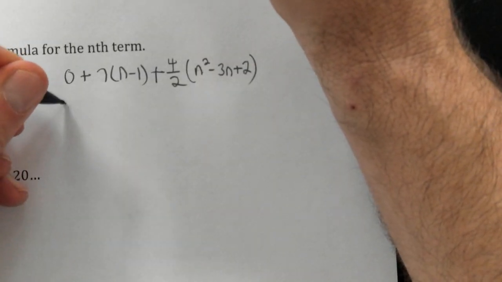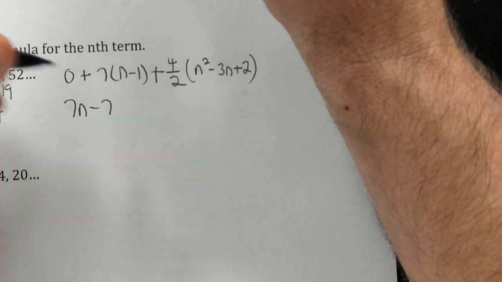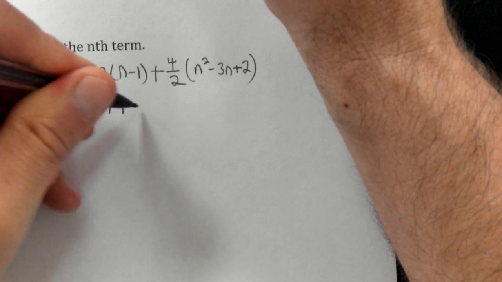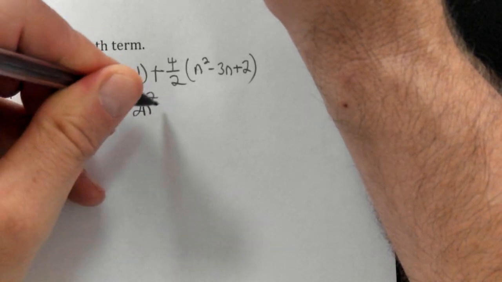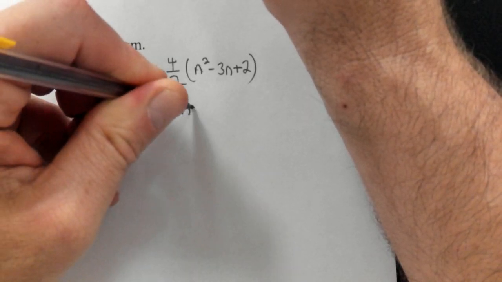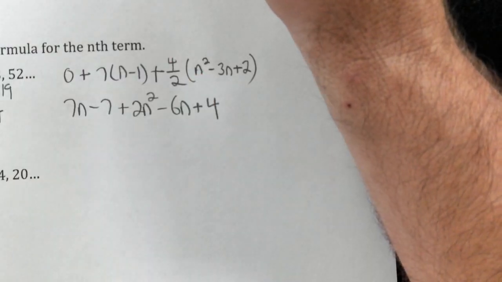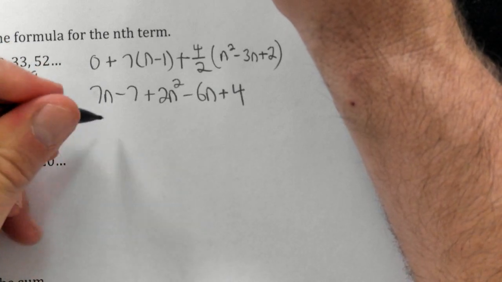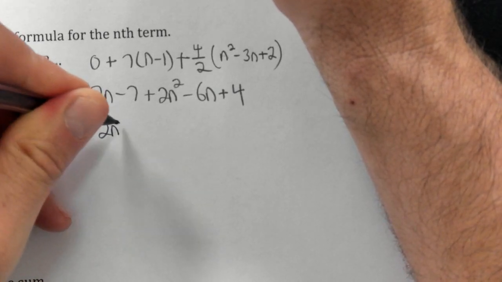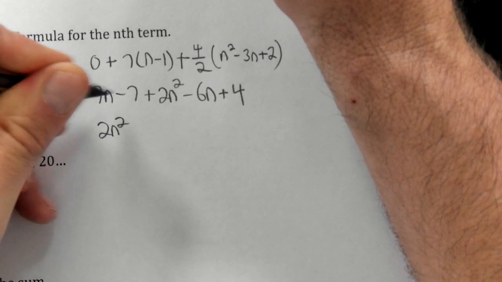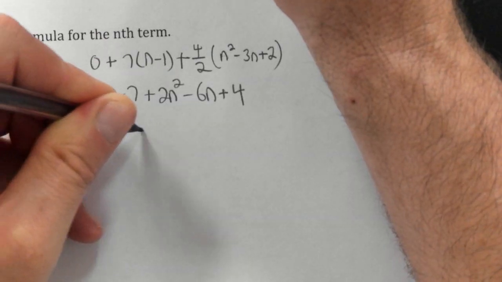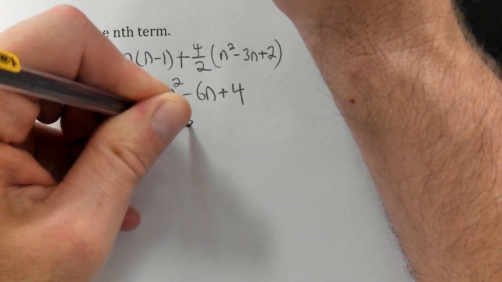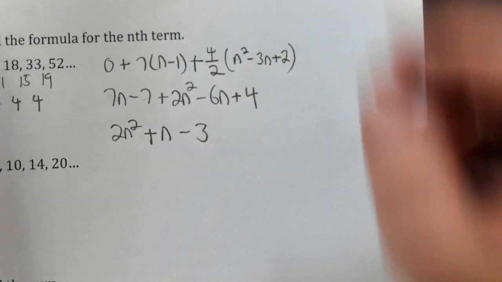0's gone. That's going to be 7n minus 7. Let's see, that's 2, so that would be plus 2n squared minus 6n plus 4. All right? Now I need to put the leading term here, the highest power. That's 2n squared. Subtract those two, and then that would be plus n. And subtract that, and that would be minus 3. All right, so there's your formula.